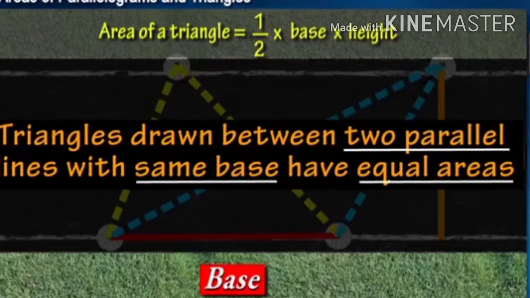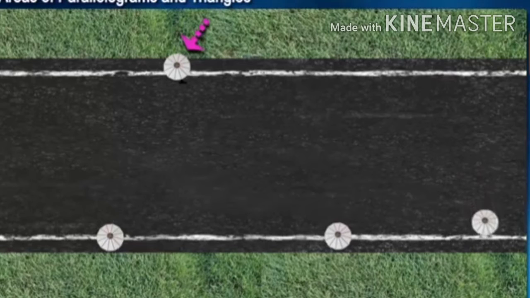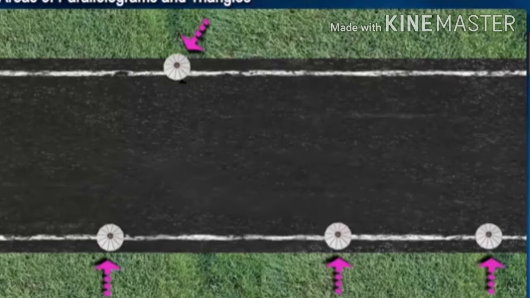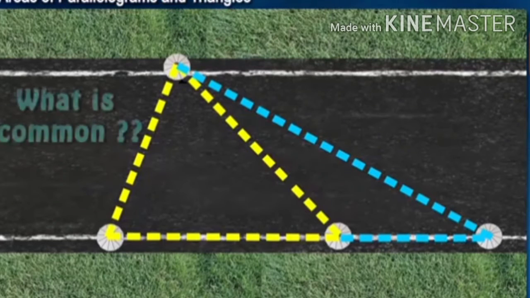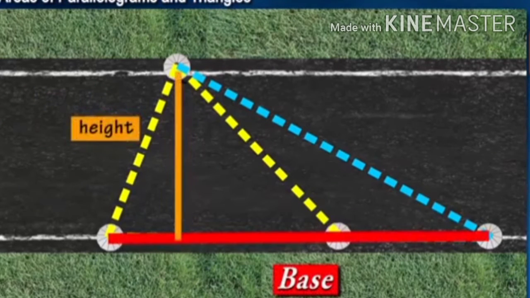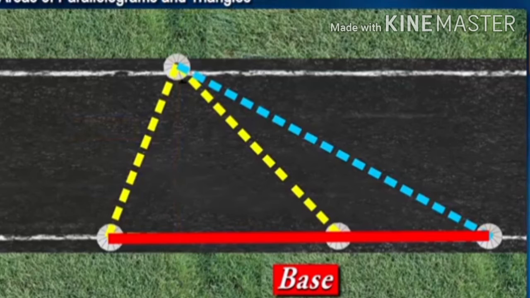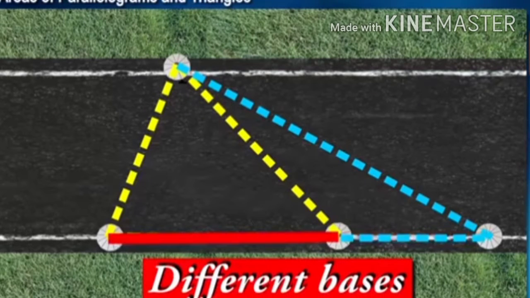Let's try some other combination of triangles and see what we can learn through it. Now consider one light pole on one side and three light poles on the other side of the road. Again we have two triangles. Now, can you tell me what is common in both of these triangles in terms of base and height? We can see the height of both the triangles is the same because they lie between the same parallel lines. But what can we say about the base? Here we can see that the bases are different.